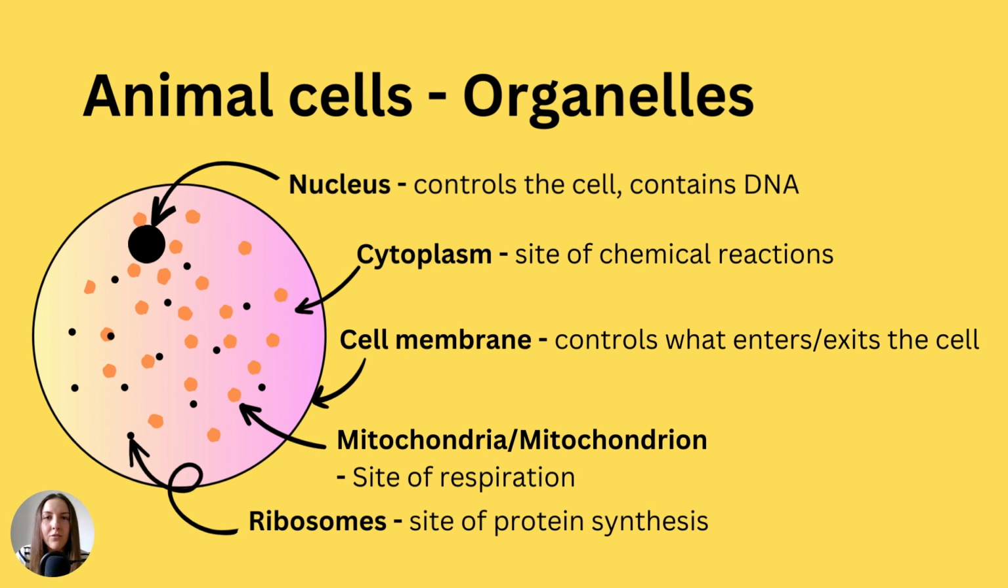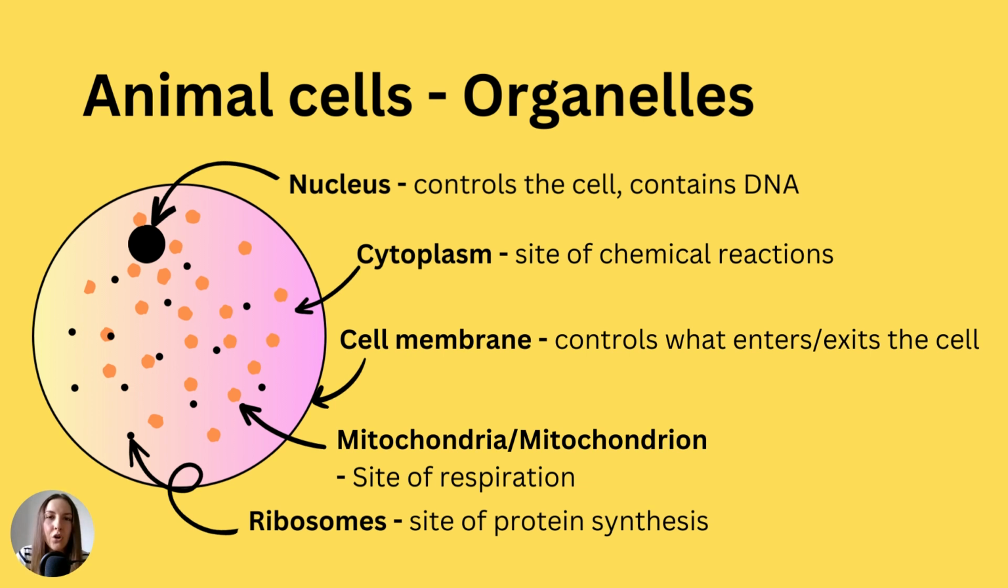Animal cells have very specific structures to them, and we call these structures organelles. So, the first one we've talked about is the nucleus. It contains DNA, it controls what the cell does. Cytoplasm is where all the chemical reactions happen within the cell. We have the cell membrane, which controls what enters and exits the cell, and it's very particular in what it allows in and out of it.